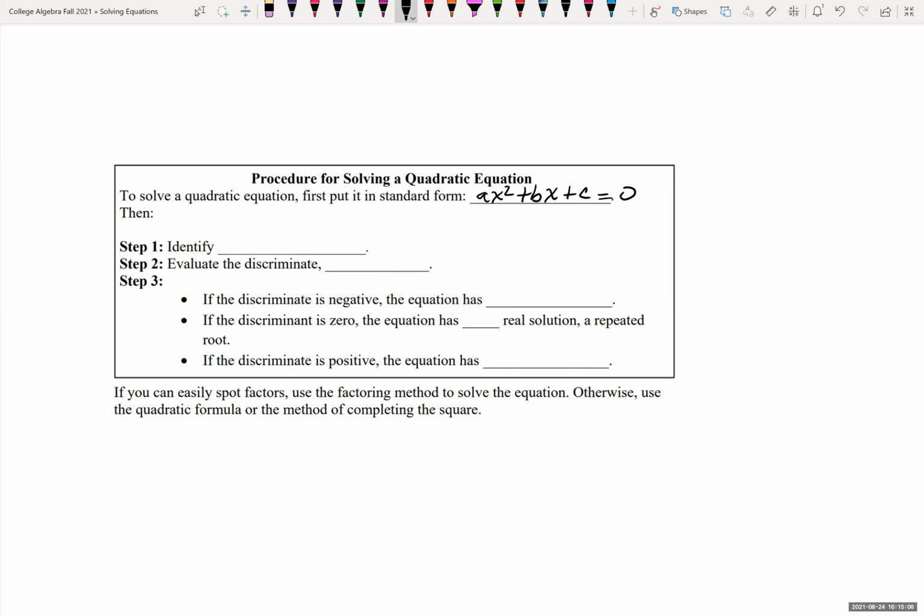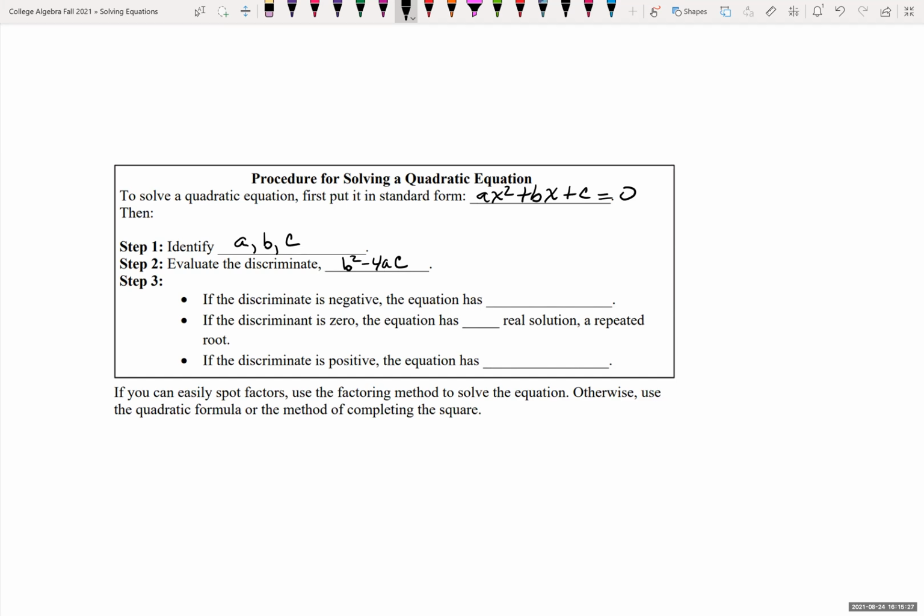Okay, identify, I guess I'm guessing on what this is, it's not my form that I do it, so I have to look at it, sorry. Identify our coefficients, so a, b, and c. We want to evaluate the discriminant, which was b squared minus 4ac.